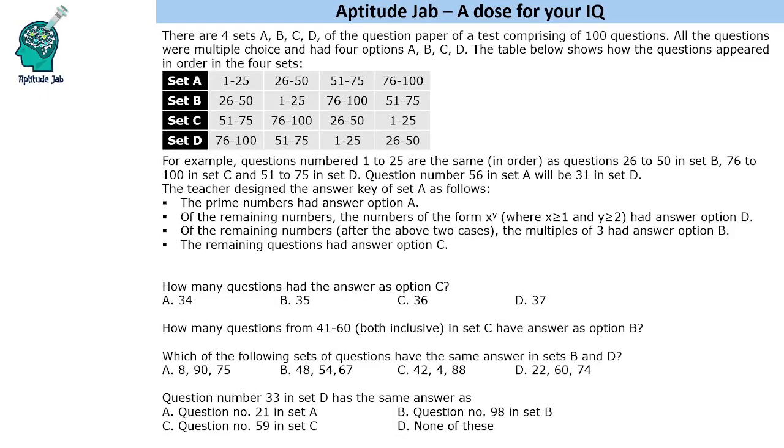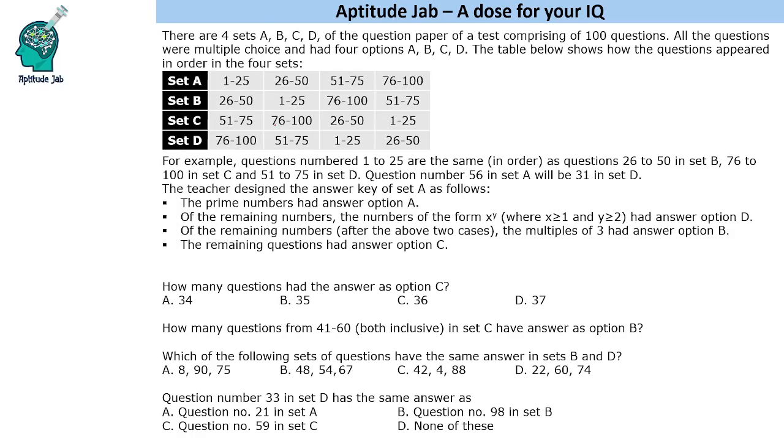This is an interesting problem. It says that there are four sets A, B, C, D of the question paper of a test that has 100 questions. All the questions were multiple choice and had four options A, B, C and D. This table shows how the questions appeared in order in the four sets.